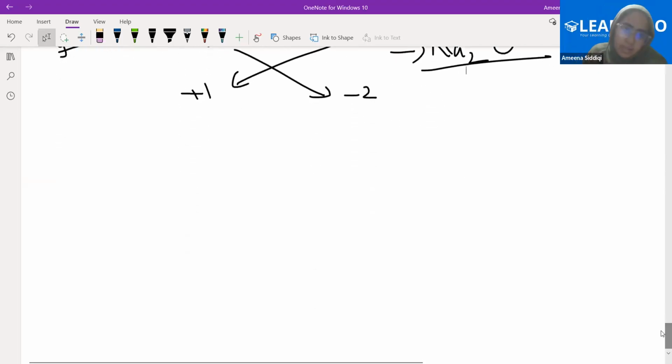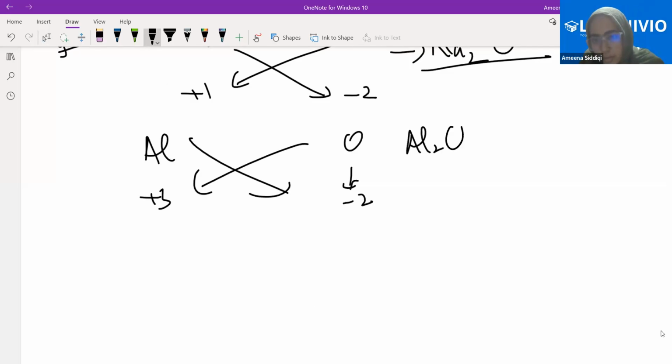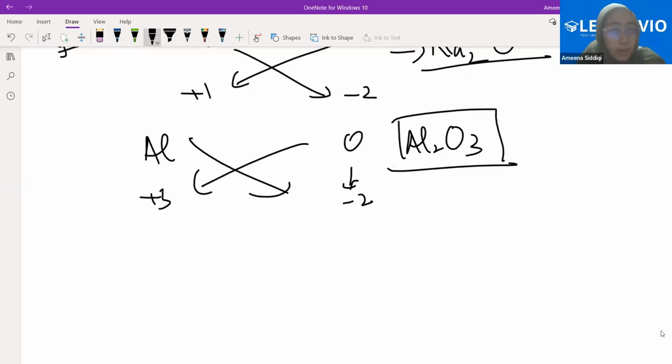Next, let's take aluminium and oxygen. Aluminium plus 3, oxygen minus 2. Crisscross. What formula do I get? Al2O3. What is this telling me? What do 2 and 3 tell me here? The atomic value? What is atomic value? I don't know. The number of electrons.